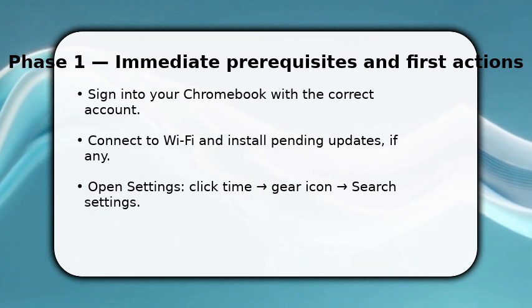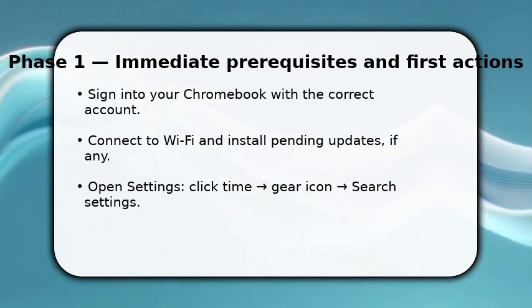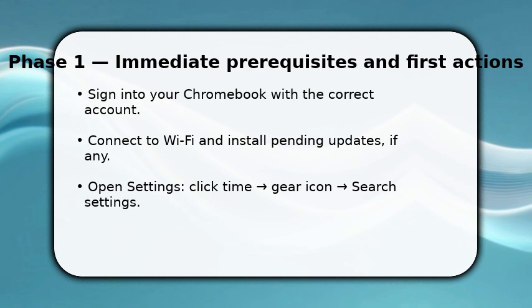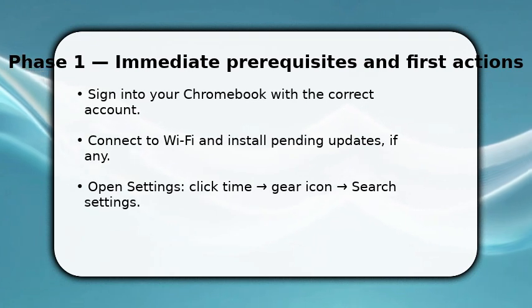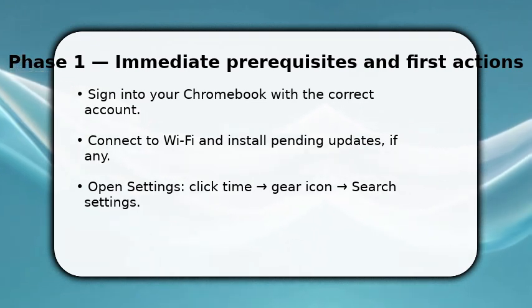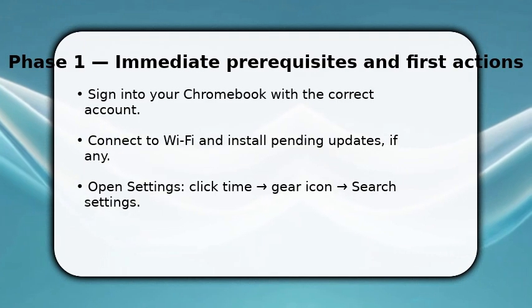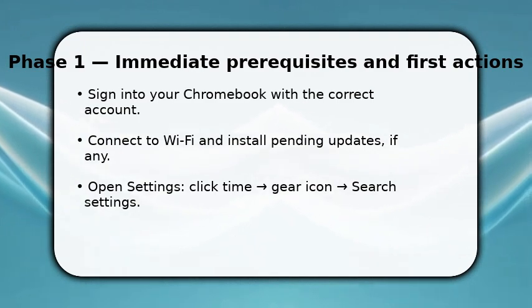Next, open settings by clicking the clock in the shelf and selecting the gear icon. Use the search box to speed things up. This ensures you can access language options immediately. Make sure system updates finish before changing language, because some translations require the latest components to apply properly.